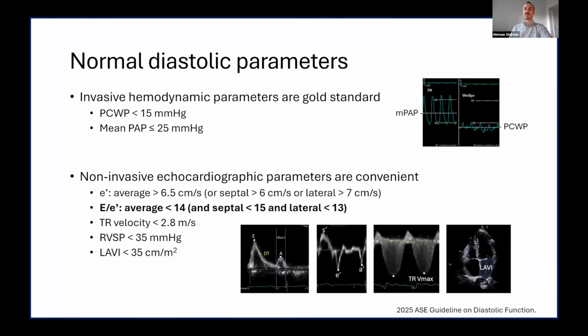Additional parameters include TR velocity and RVSP, which can further corroborate that elevated LV pressures are transducing through the pulmonary vascular circulation into the RV, and also the left atrial volume index, which indicates chronic elevation of left atrial pressure.